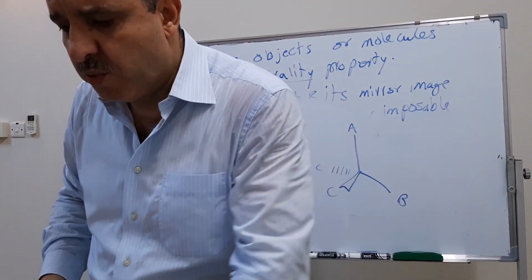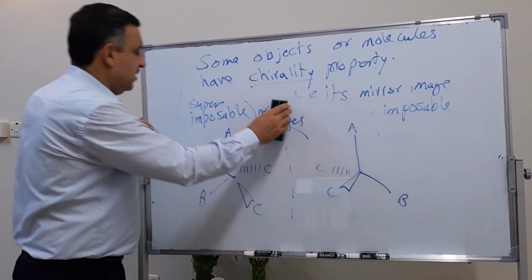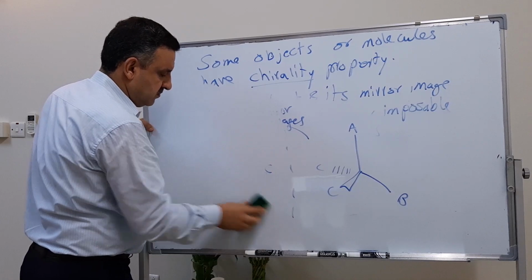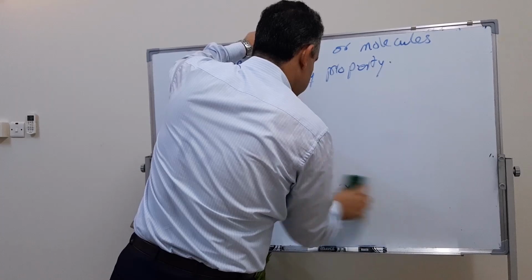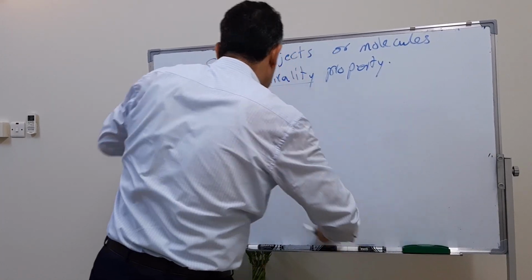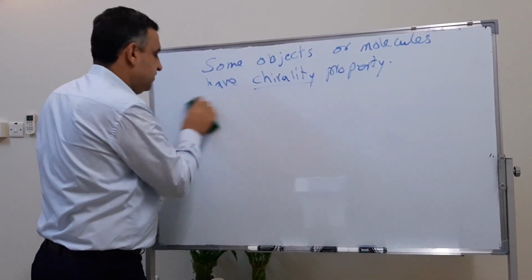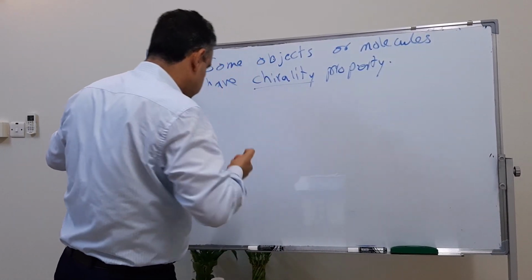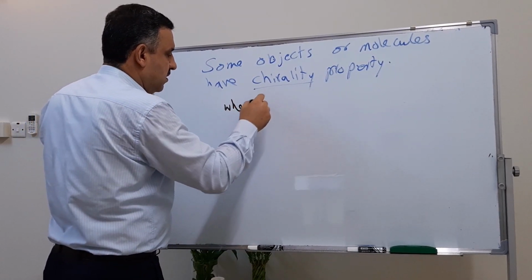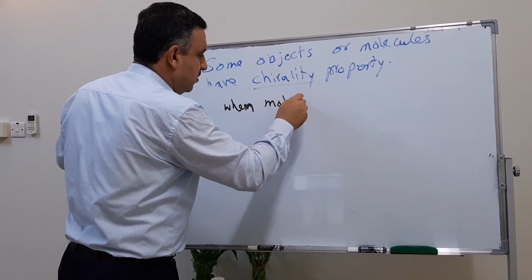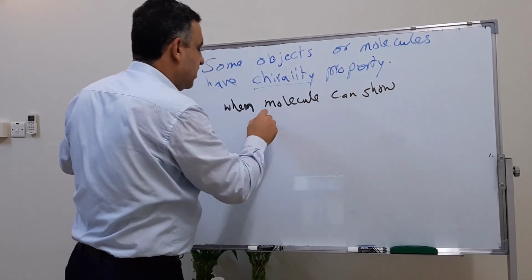All right, so which molecules then show chirality in organic chemistry? Let's see here. Or when can a molecule show chirality?